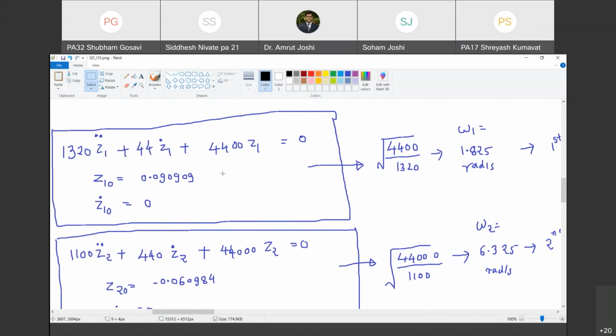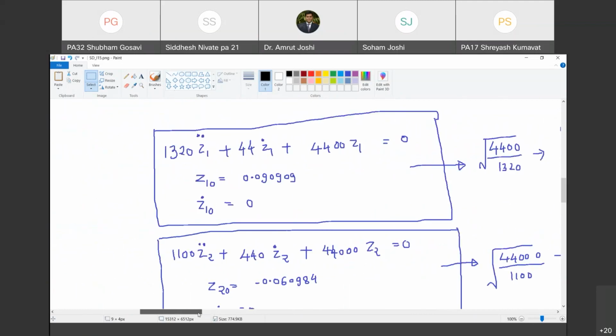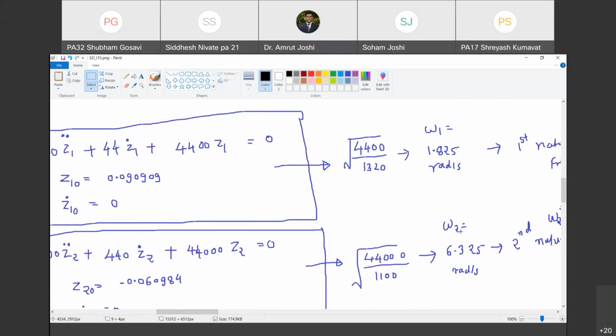I did calculate something called as omega 1, natural frequency corresponding to first equation. It turned out to be 1.825 radian per second, और उसका जो square है that square turned out to be first eigenvalue. Do you agree with me? Yes, sir. देन सेकंड इक्वेशन में हमने क्या किया, सेकंड इक्वेशन में भी हमने we calculated the natural frequency corresponding to second equation. I called it as omega 2.